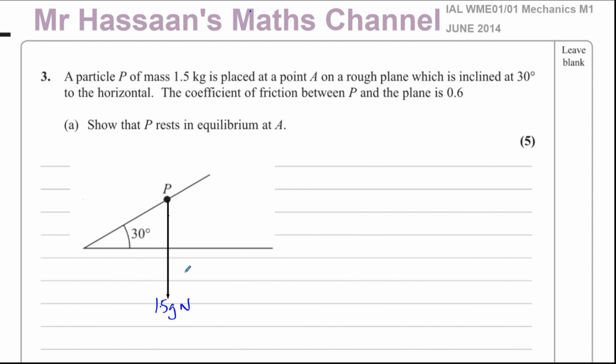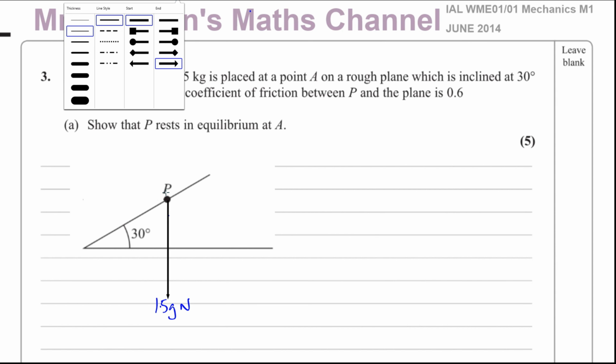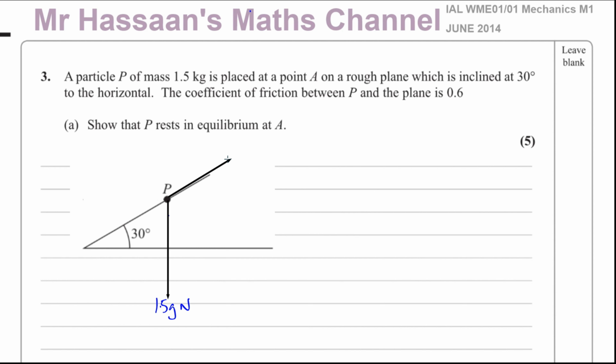And it's in equilibrium at A because, of course, there must be friction acting. Friction is always acting in a direction to oppose the motion. If this was on a smooth plane and there was no friction, this would slide down the plane. So the friction is what's preventing it from sliding down the plane. So the friction is going to act upwards. So you have a frictional force, I'll just call it F.